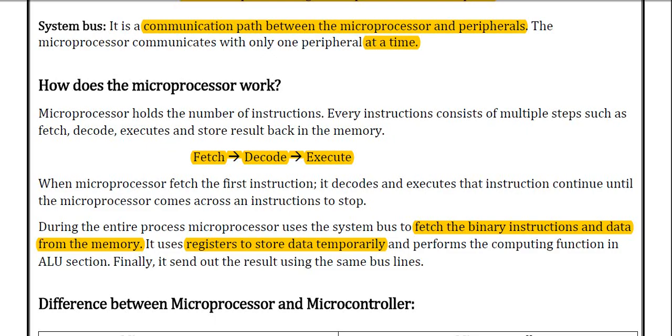During the entire process of the microprocessor, the system bus first fetches the binary instruction and data from the memory. It uses registers to store the data temporarily and performs the computing functions in the ALU, that means the arithmetic logical unit section. Finally, it sends out the results using the same data bus lines.